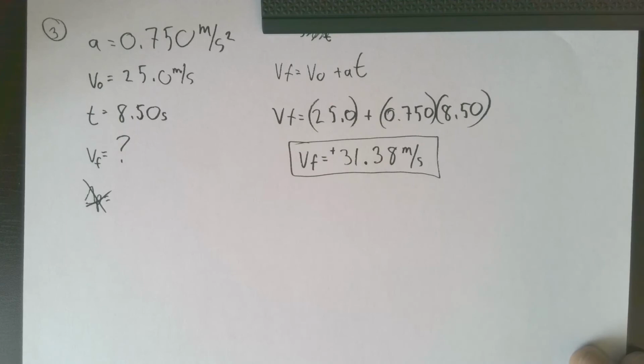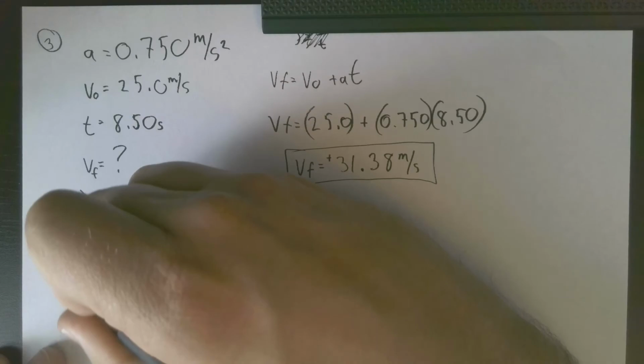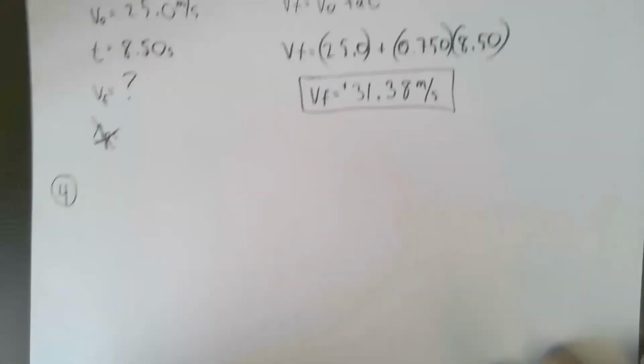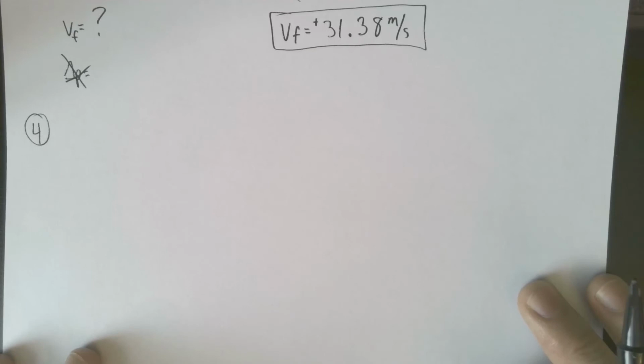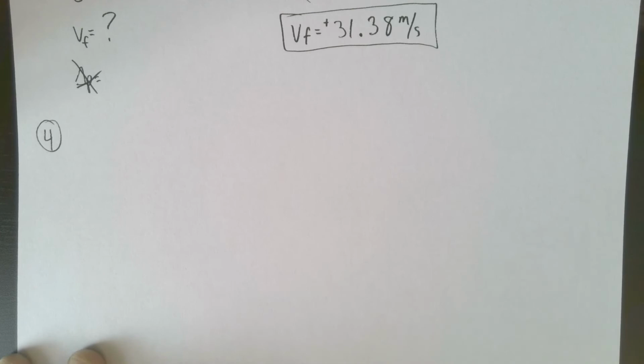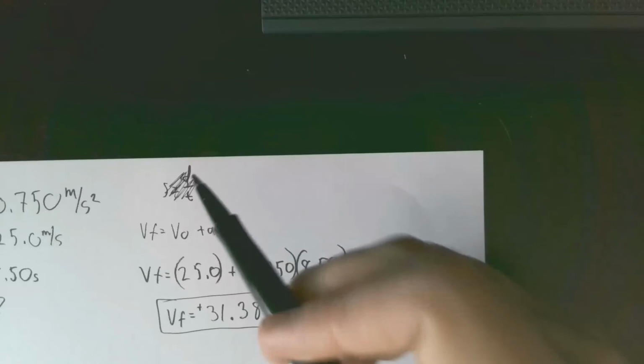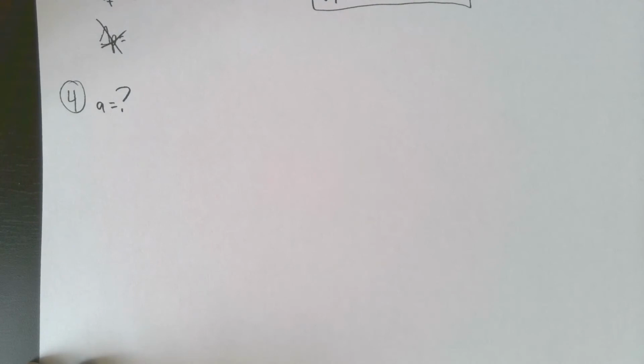And just one more for part one of the test. So here's number four. It says, a truck covers 40 meters while smoothly slowing down from 18.5 meters per second to a final velocity of 2.80 meters per second. Find the acceleration of the truck. Yet again, it's accelerating. It's changing speed, so I'm not going to use speed equals distance over time. That is for constant speed. We've got a truck that's changing speed, so we'll find the acceleration with the other equations.